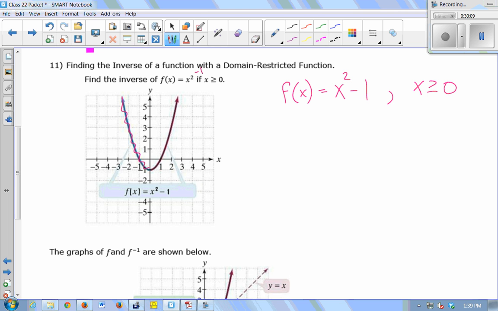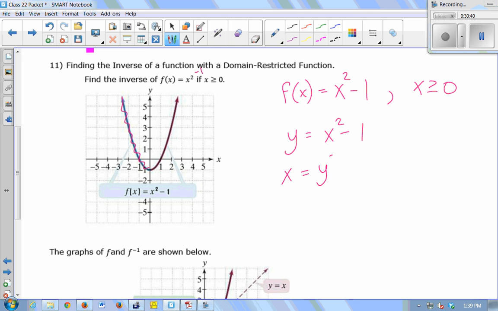I wanted this function to have an inverse, and in order to make it pass the horizontal line test, I had to get rid of half of it. So I said, well, I'm going to keep the positive half because I don't like dealing with negatives, right? So I'm just going to keep the right-hand side of x squared. So once the left-hand side is gone, now it passes the horizontal line test, and I can find its inverse, right? So I say, okay, then y equals x squared minus 1.